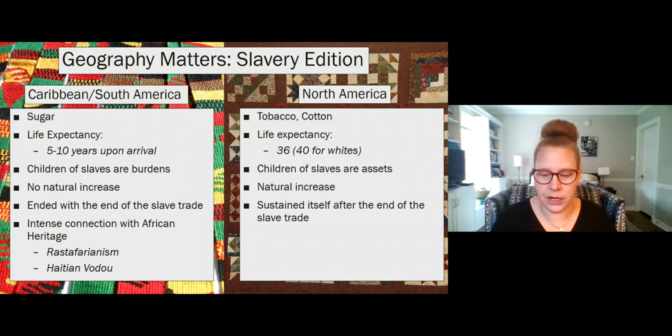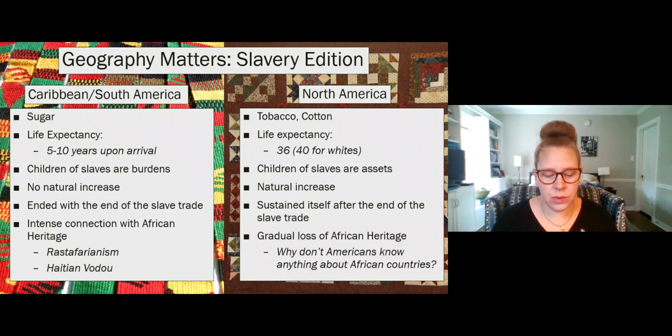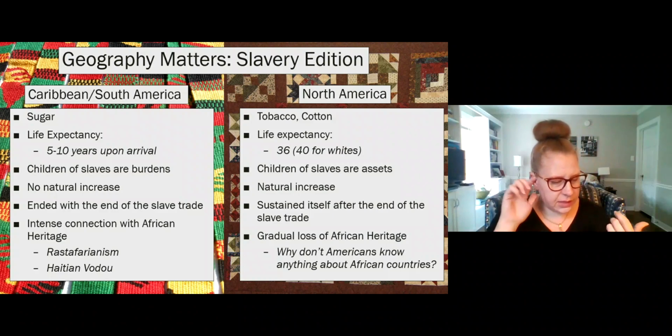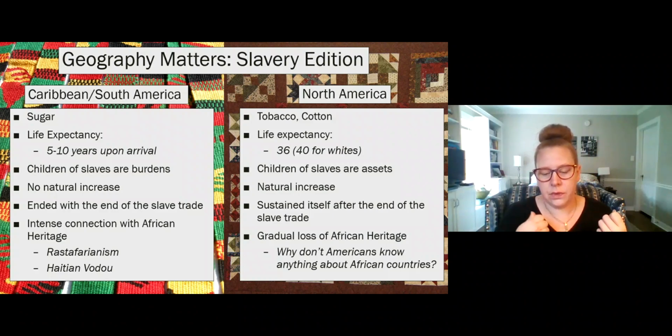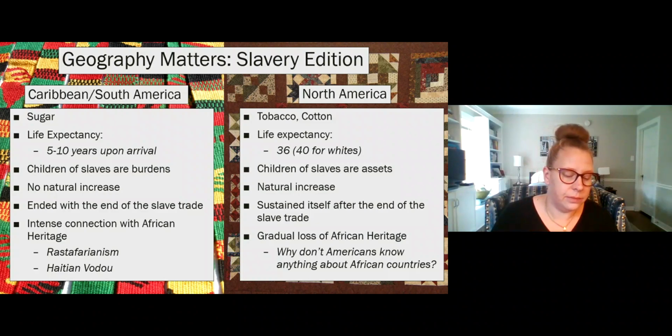North America is different because you had this natural increase, because it was generation after generation after generation born in North American soil. And because you had a smaller population of them, you also had active assimilation efforts. You had people trying to punish them for having any kind of traditional belief system.